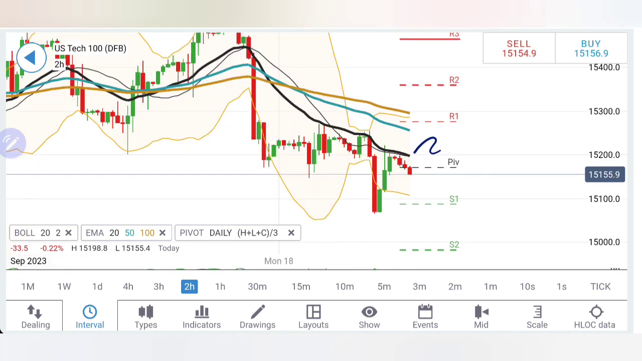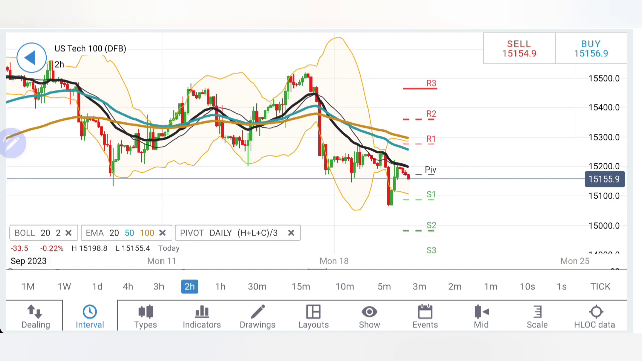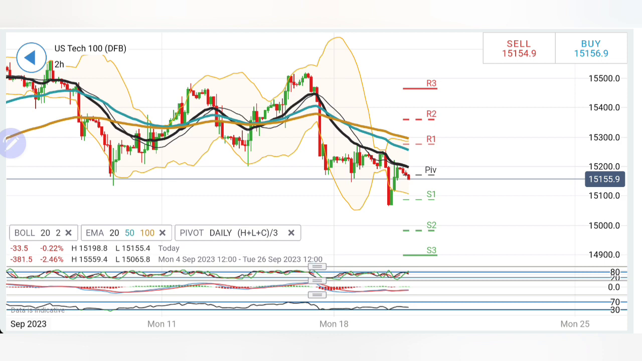At the same time, one must note 15200 as a great resistance. You can buy here at 200, expect the 250, 260 zone, and then 300. If you see Tech 100 staying above 300, that is the point at which you can say it is trying to reverse, and we can see the bullish momentum continuing from there. Right now, lower lows are getting created. It has breached the support at 15140 and traded bearish here.